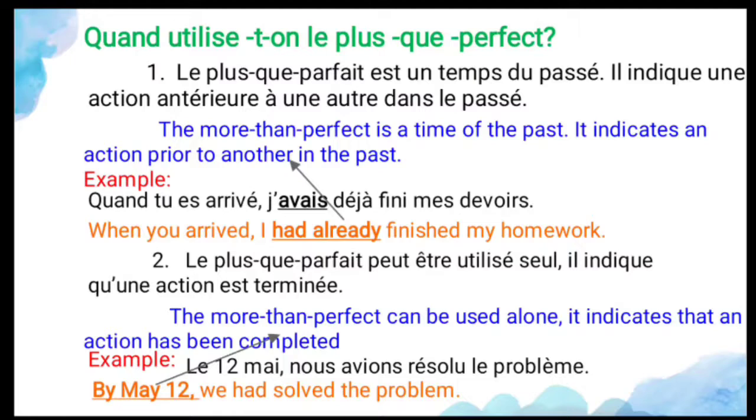And the second thing is: le plus-que-parfait peut être utilisé seul. Il indique quand une action est terminée. So the pluperfect can be used alone. It indicates that an action has been completed. Second example, le 12 mai, that is 12th May. By 12th May, nous avions résolu le problème. So we had solved the problem. That 12th May also is a completed action only. See, for these two things we use the plus-que-parfait.